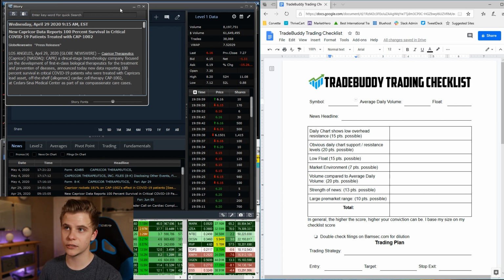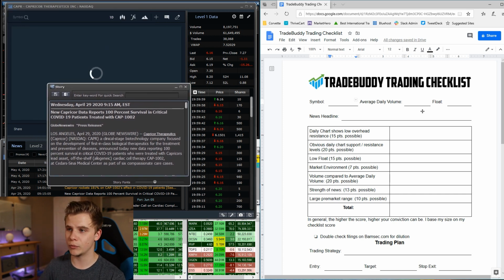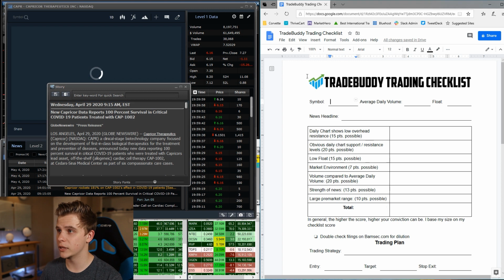So going through the checklist, there's obviously a few parameters that we need to fill out. This is the first area of identifying the parameters. So first off, what's the symbol? Symbol is CAPR. Average daily volume. This is something that I use a Thinkorswim script for, and I can't show it now because obviously it's a week later. But on the morning of CAPR, when the news came out, the average daily volume, which is the average over the past 30 days, was only 50,000 shares. Very low average daily volume.